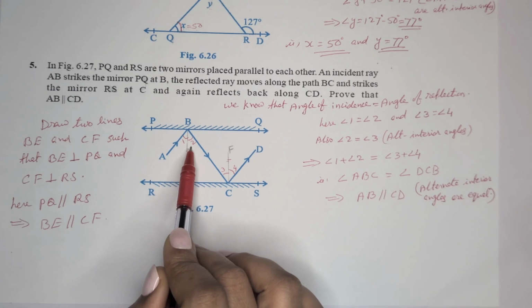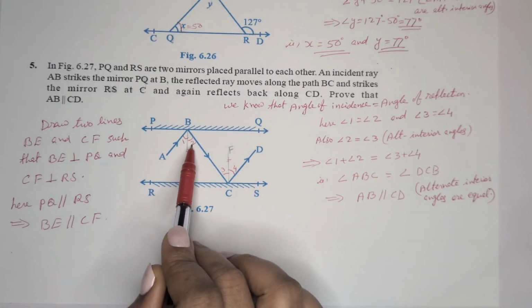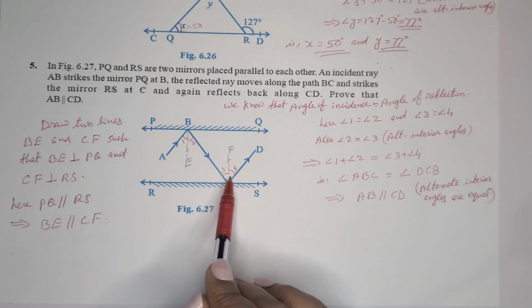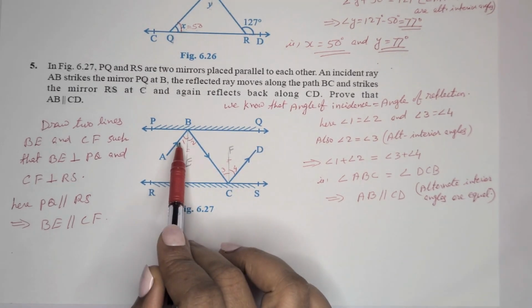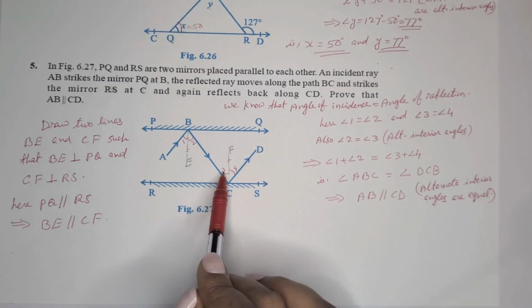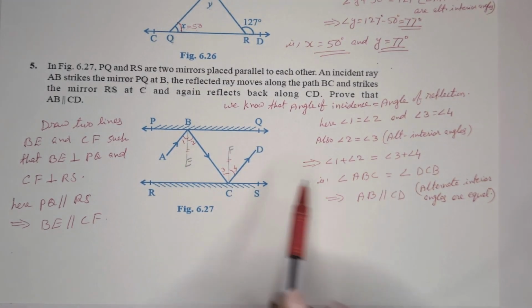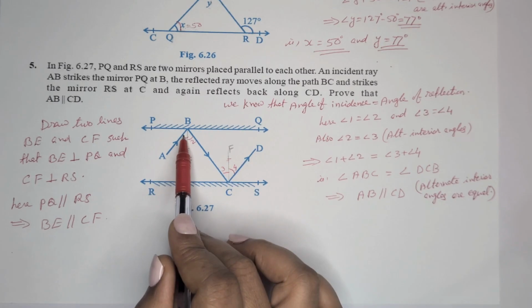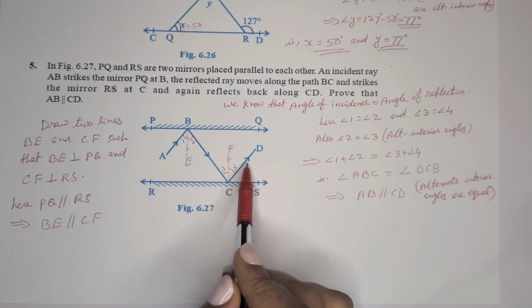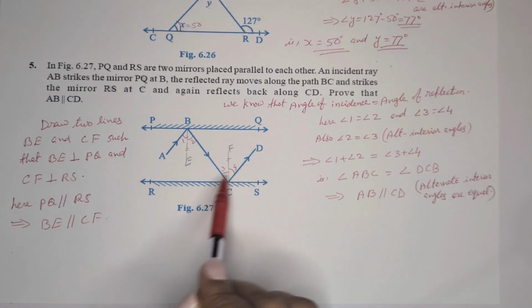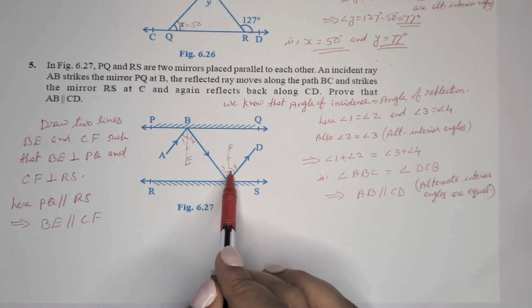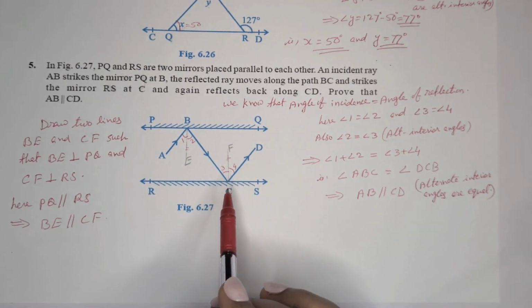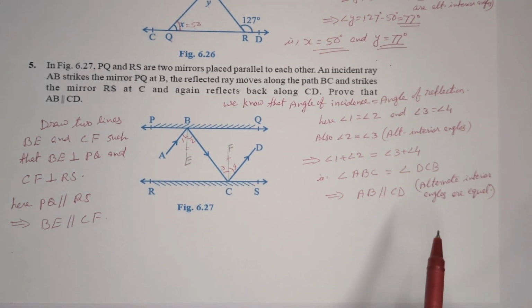From here, angle 2 is equal to angle 3, alternate interior angles. If these two lines are parallel, angle 2 is equal to angle 3. From here, angle 1 plus 2 is equal to angle 3 plus 4. That means the entire angle ABC is equal to angle DCB. If these two angles are equal, which means these two lines are parallel. Alternate interior angles are equal, then the lines will be parallel. So we can write AB parallel to CD.